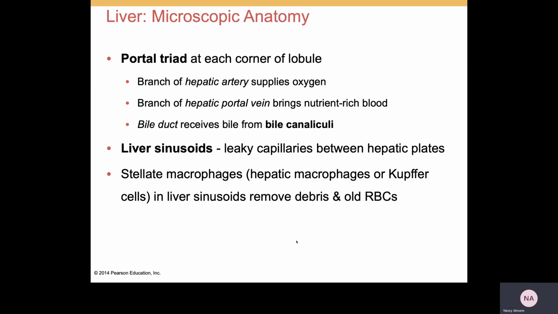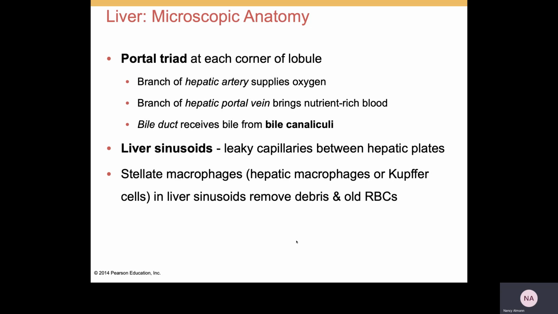In the corner of each lobule will be what's known as a portal triad, which will be branches of the hepatic artery as well as the hepatic portal vein. The hepatic artery is bringing in oxygen. The hepatic portal vein is bringing in the blood that is carrying nutrients. The bile duct will receive bile from what is known as the bile canaliculi.